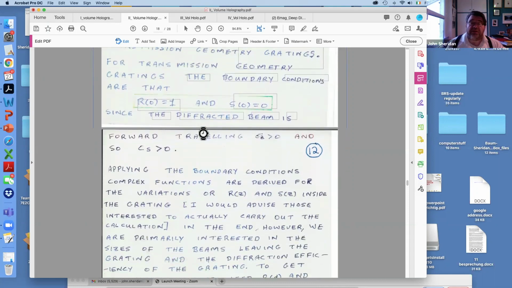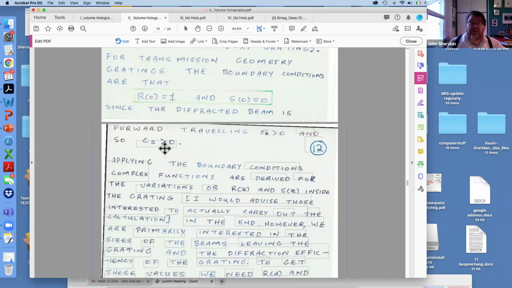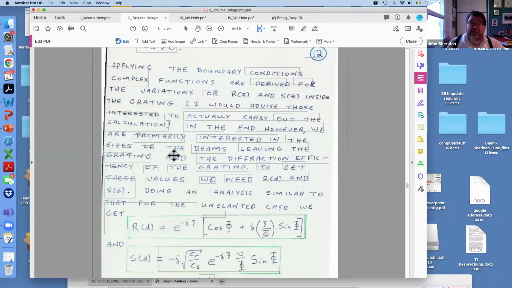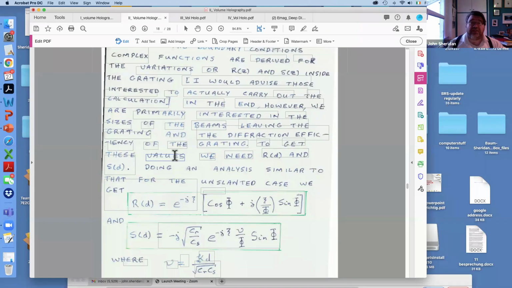The boundary conditions for the transmission case, as we said, are R of 0 is 1 and S of 0 is 0. Since the diffracted beam is forward traveling, sigma of Z is greater than 0 and CS is greater than 0. And we apply the boundary conditions, and the complex functions are derived for the variations. I would advise those interested to actually carry out this calculation.